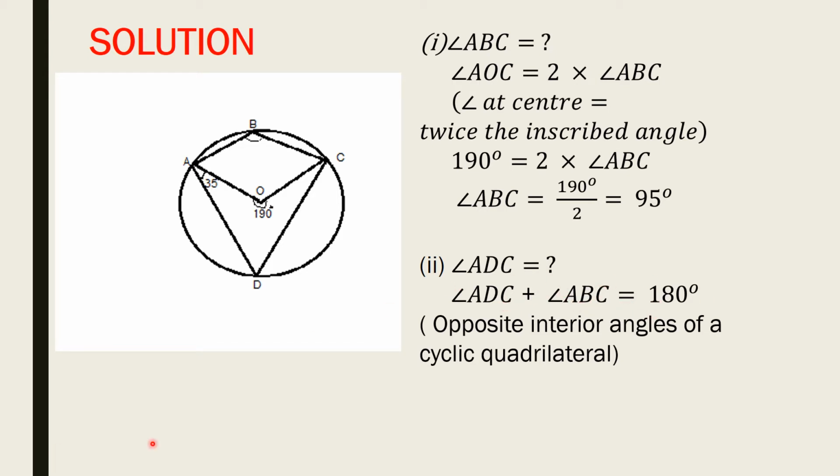So we substitute for ABC, make ADC the subject, and we have our result. ADC equals 180 degrees minus 95 degrees, giving us 85 degrees. So angle ADC is 85 degrees, while angle ABC is 95 degrees. You can try that yourself.